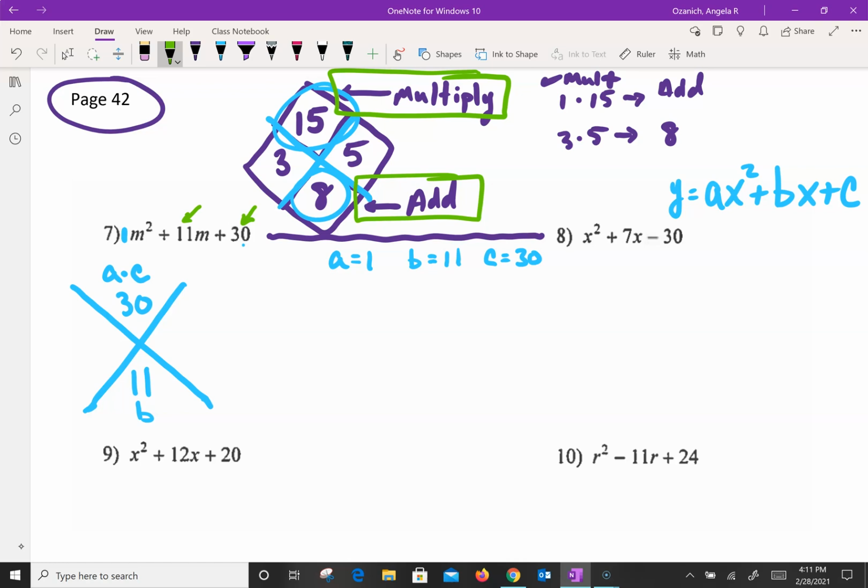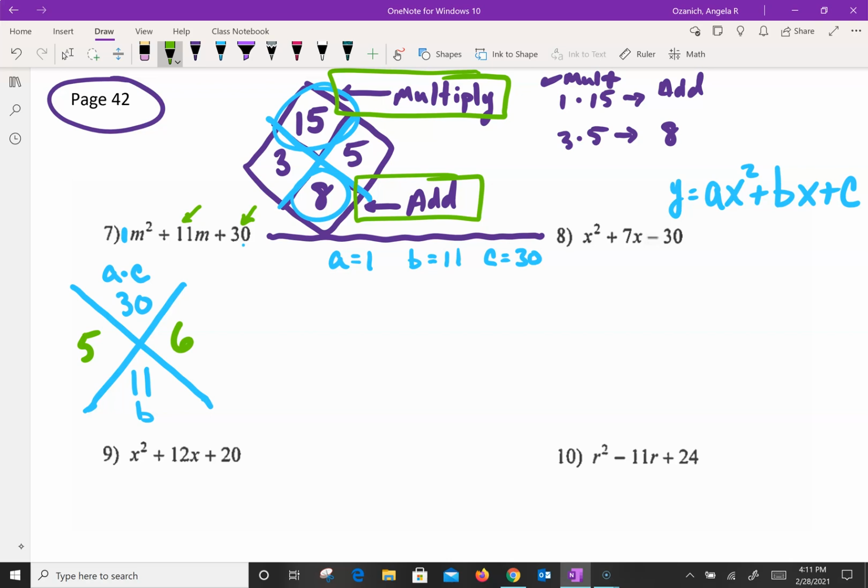And maybe you guys are brainstorming multiples of 30. 1 times 30, oh, that's going to be 31. 2 times 15, that makes 30, but when we add those together, that's 17. That's not going to work. What about 3 times 10? 3 times 10 is 30. 3 plus 10? Oh, see, we're still trying to get to 11. So, what about 5 and 6? There it is. The numbers 5 and 6.